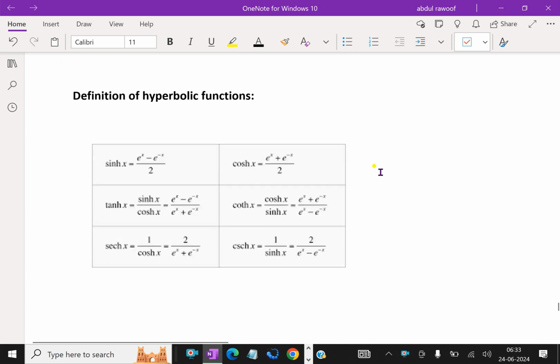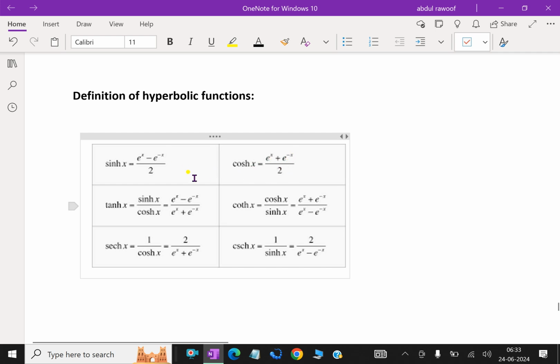In mathematical formulae and their explanation, let us discuss the formulas of hyperbolic functions. First, we'll define what a hyperbolic function is. Here, sinh x, the hyperbolic sine of x, is (e^x minus e^(-x)) by 2. Cosh x equals (e^x plus e^(-x)) by 2.